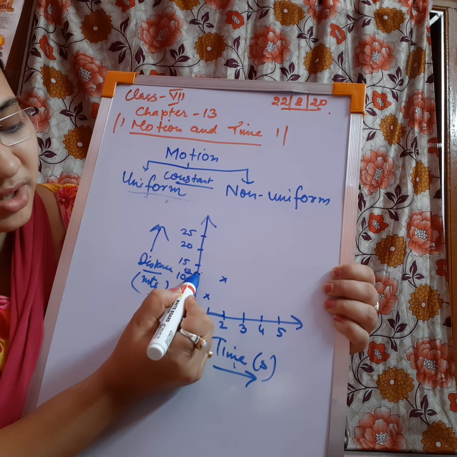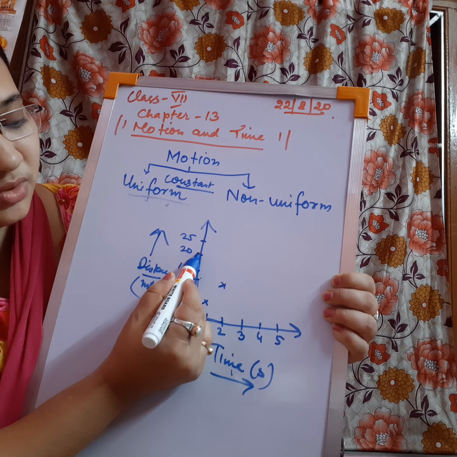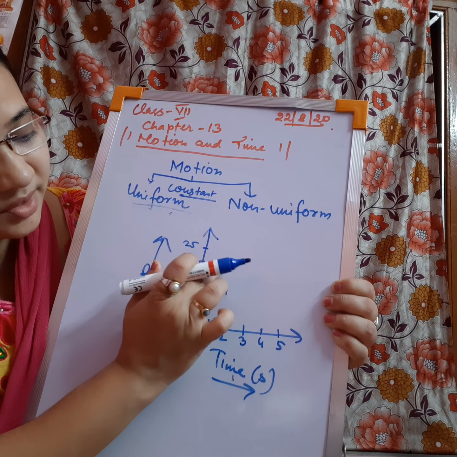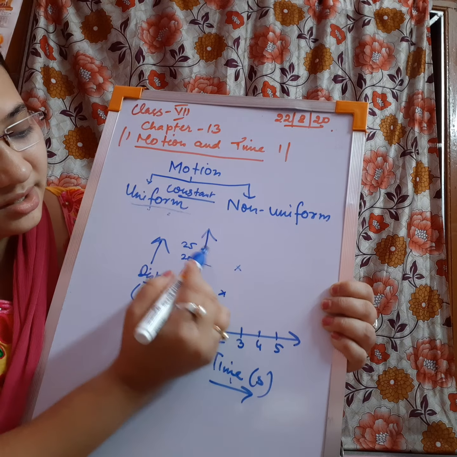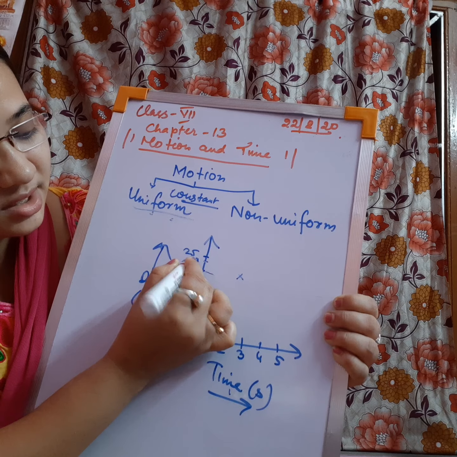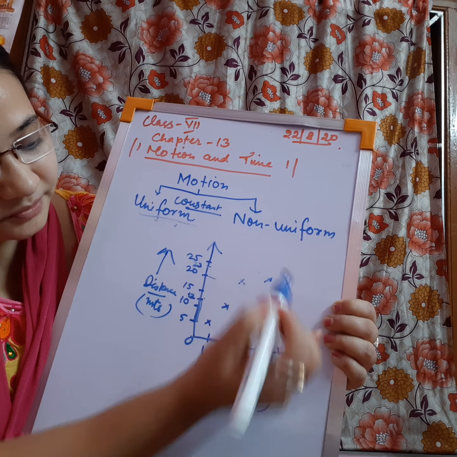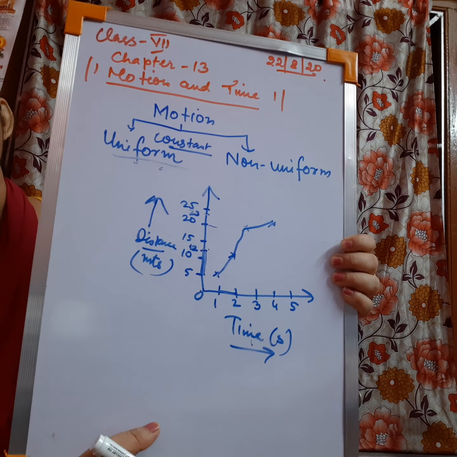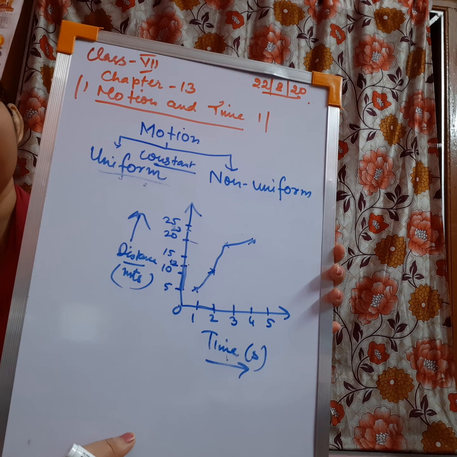Then again, instead of coming to 15, maybe now it has covered from 12 to 20, that means the next 8 meters it has traveled, suppose during the third second. Okay, and then again suppose 3 meters, that means 23, it has traveled in the fourth second. So in this way you see it is not a uniform graph, because the distance is not uniform, the distance is unequal in every interval of time.